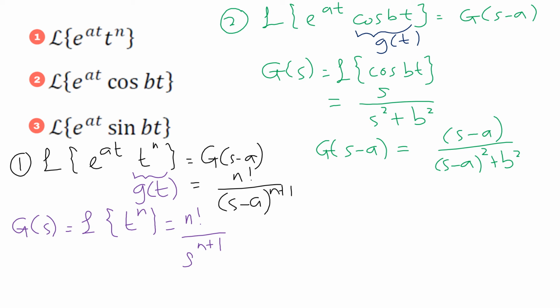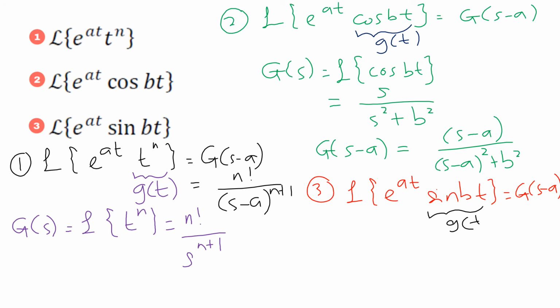Okay, I'm going to use red color. Number 3, the Laplace of e to the power of at times sine bt. Okay, I hope that you get the idea. So this is G(s minus a). How do we determine a? It is the power of the exponential function. All right, and then from here, sine bt is the function g(t).